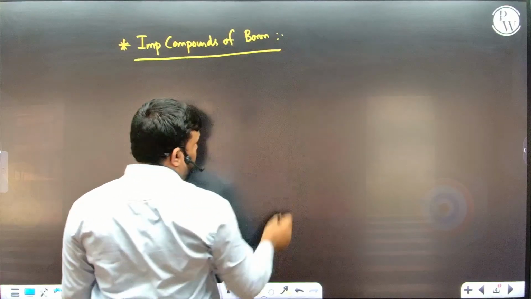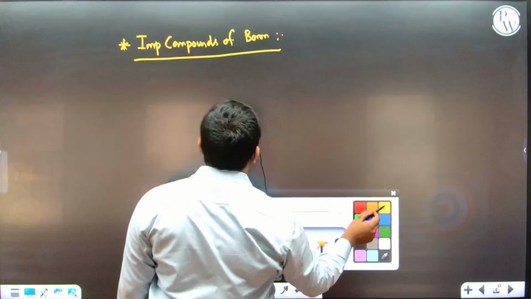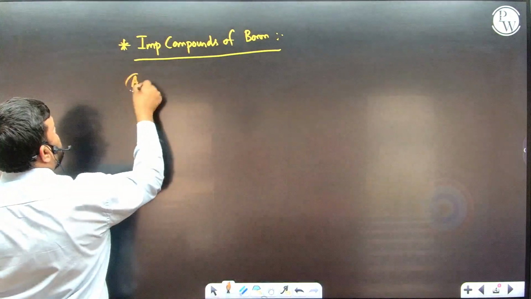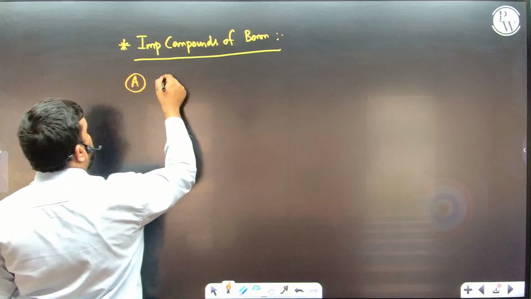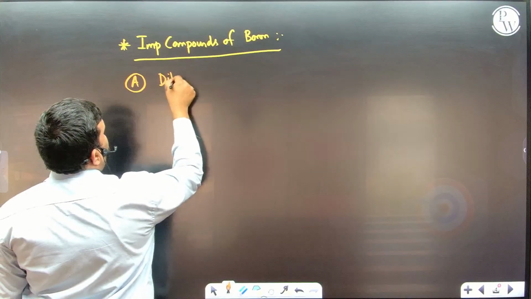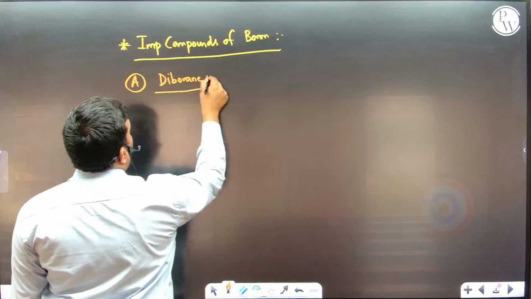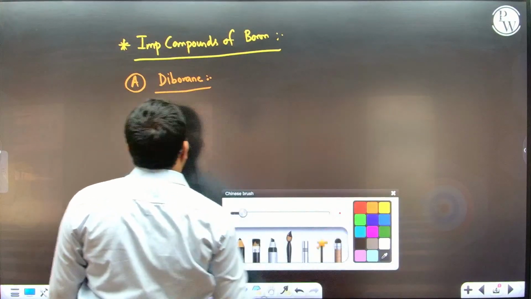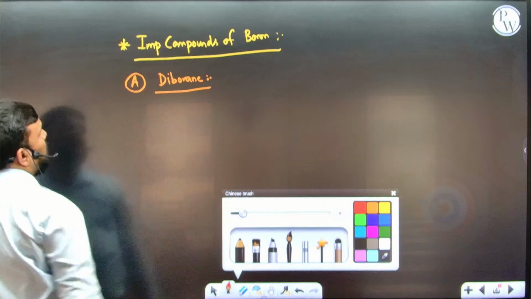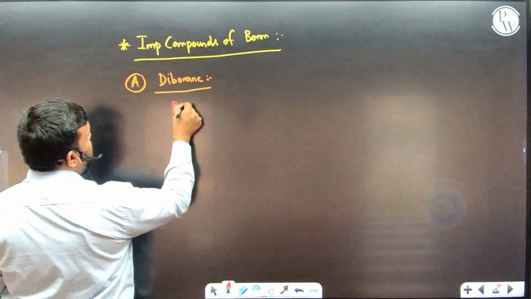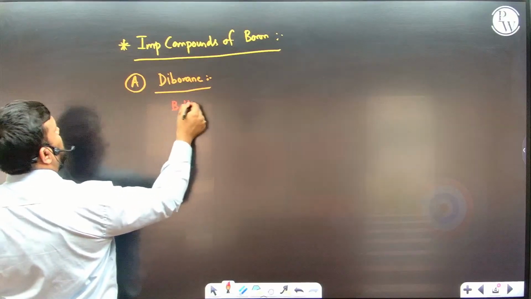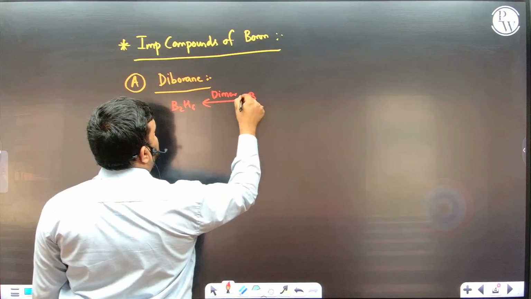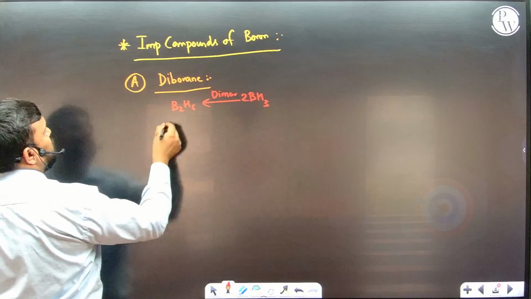Important compounds of boron. What are the important compounds of boron? One by one, let us see. The first compound we are talking about is diborane, where first of all, the structure of it is B2H6, that is diborane. It is a dimer of BH3.